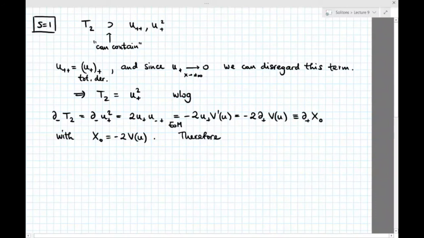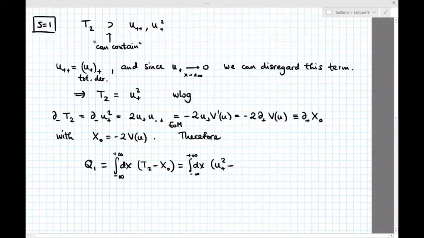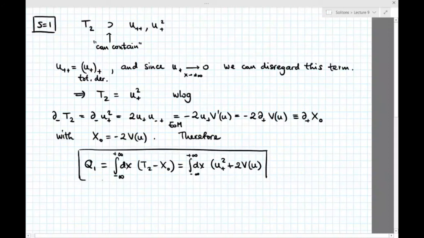And therefore, we conclude that we have the following conserved charge of spin 1: the integral over x of T2 minus x naught, which is the integral over x of u plus squared plus 2 times the scalar potential. This is equation 4.16. And we'll stop here for today.